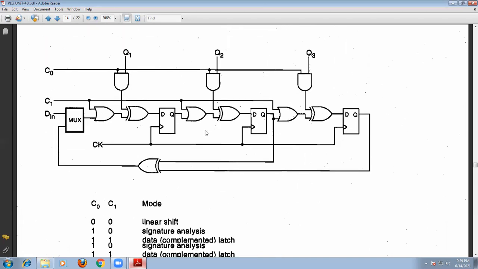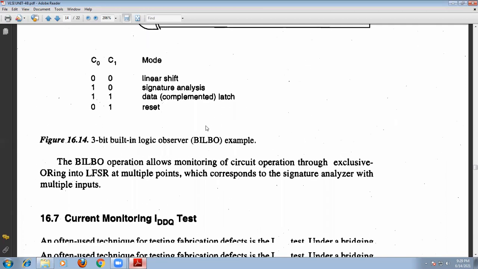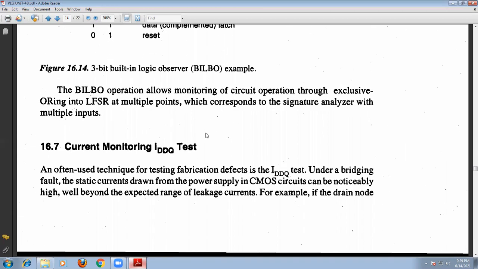Similarly, another very important topic, and the last one in this chapter, is current monitoring, the Iddq test. We know that the most important technique to detect fabrication defects is the Iddq test. For testing fabrication defects, we are going to use this Iddq test.